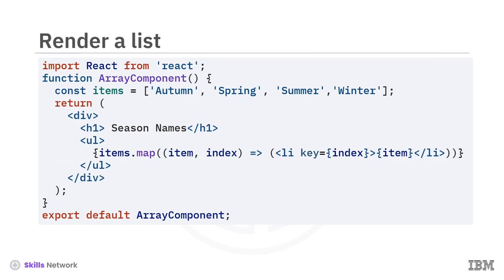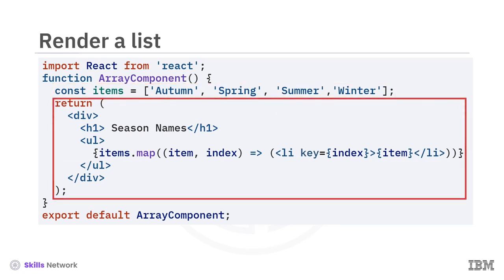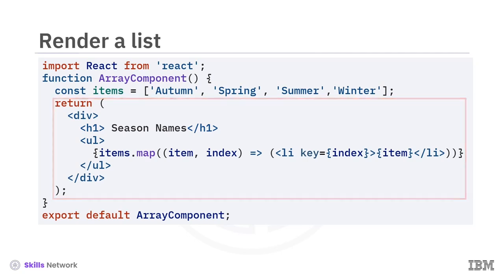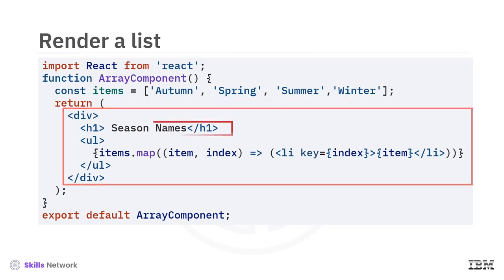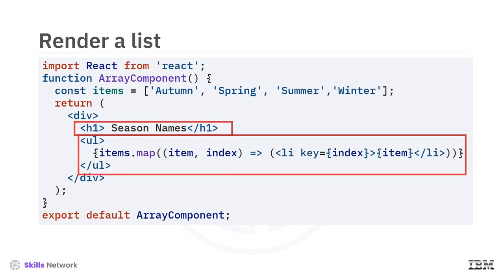Array declaration. Inside the component function, an array named items is declared and initialized with 4 string elements: autumn, spring, summer, and winter. These represent the seasons. JSX rendering. The component returns JSX markup representing the structure of the component's output. It includes a div element containing an H1 heading, Season Names, and an unordered list, UL element.